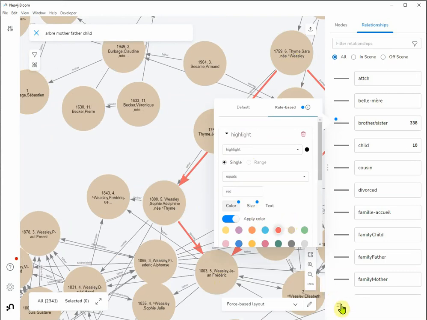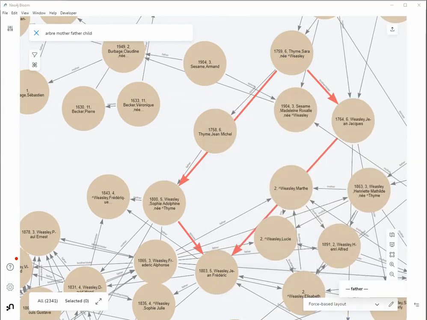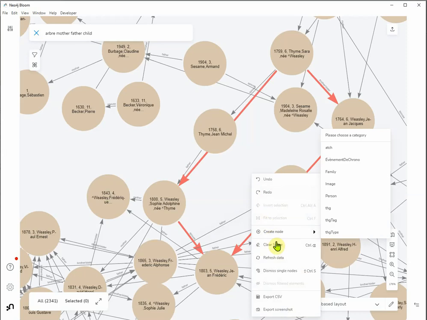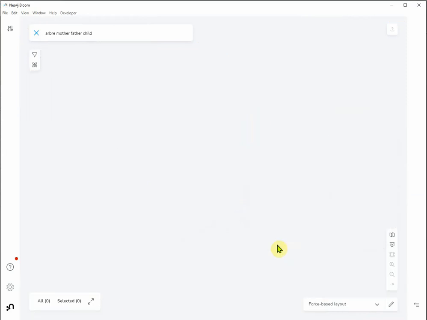Unfortunately, you have to manually set the color with the graphical interface. The property value cannot directly be applied. In this use case, Bloom seems more appropriate to explore a limited number of nodes.